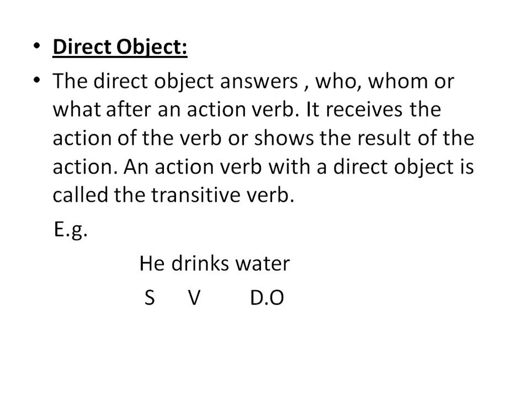The direct object answers who, whom, or what after an action verb. It receives the action of the verb or shows the result of the action. An action verb with a direct object is called a transitive verb. We have different types of verbs. The main two types are transitive and intransitive verbs. A transitive verb requires an object, and intransitive verbs do not require an object to complete the sentence.